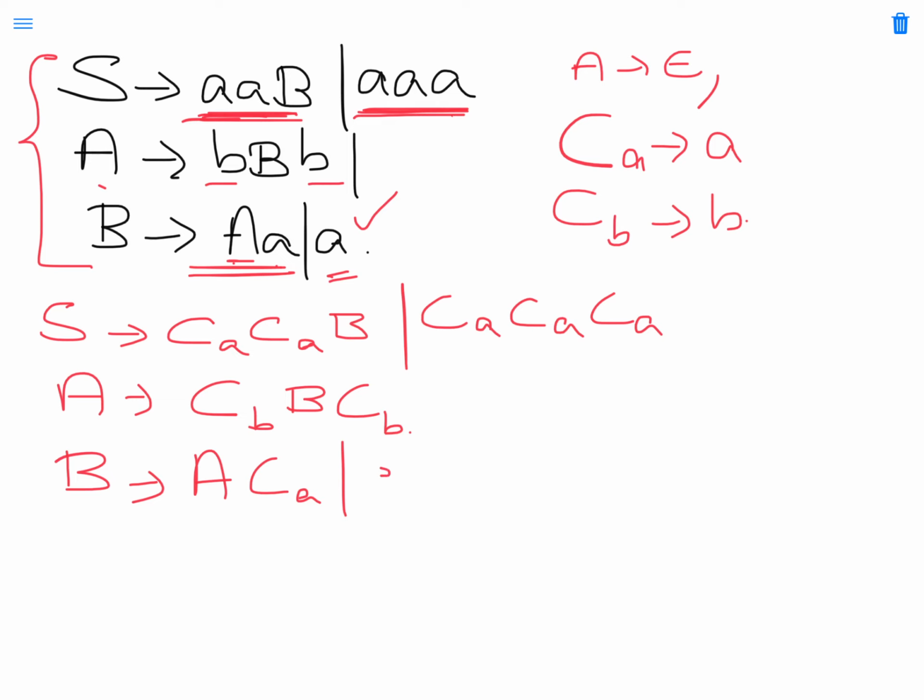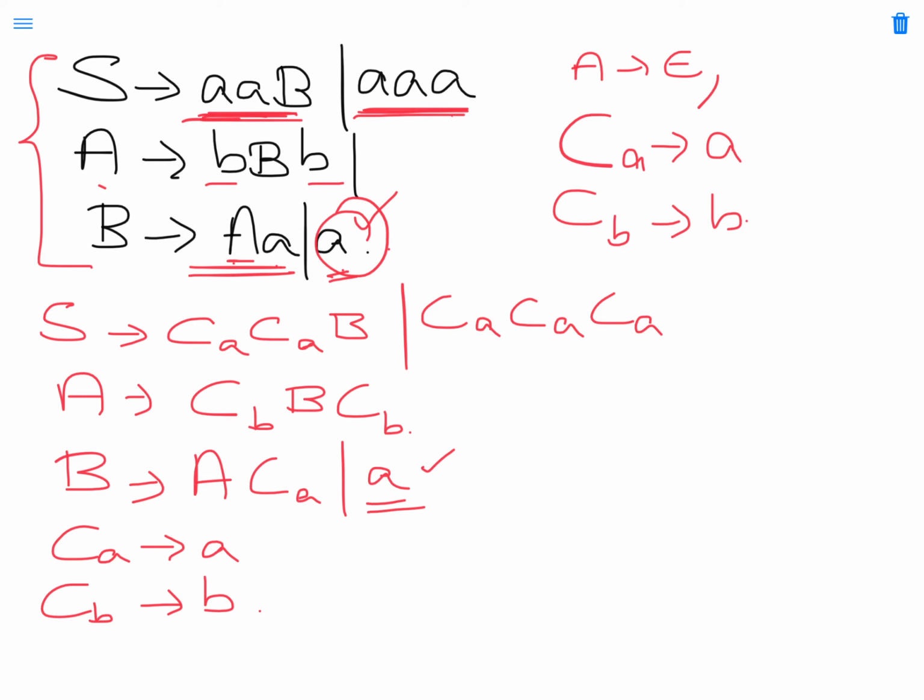B gives A. Why are no changes done here? Because this production, B gives A, is already in GNF form. That's why no changes are done in that production alone. Now you have changed all the terminals in the right hand side into non-terminals, and added a new set of productions: CA gives A and CB gives B.